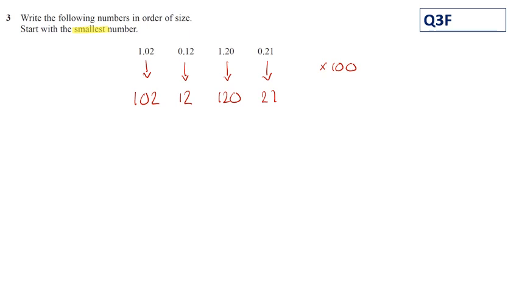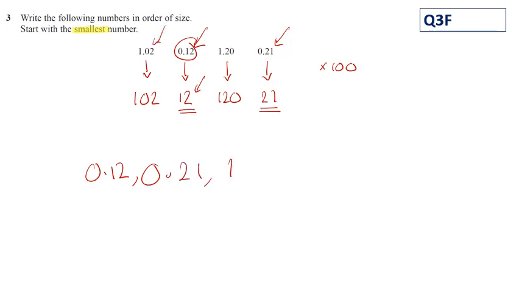Here, this one is the smallest number. We're going to be careful to write this value and not this value. You do not want to write 12. When you order this, you want to write 0.12 as your smallest number. Then your next larger number is 21, so you want to write the original number down, which is 0.21, and then 1.02, and lastly 1.20.